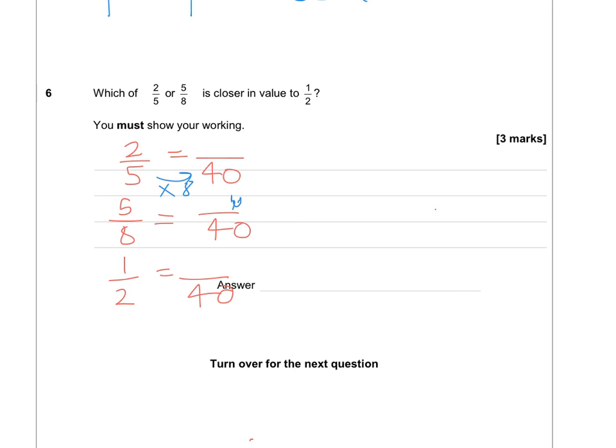will become 16/40, 5/8 will become 25/40, and a half will become 20/40. And we can see that 16/40 is closer to 20/40 than 25/40 is, so the answer is 2/5.